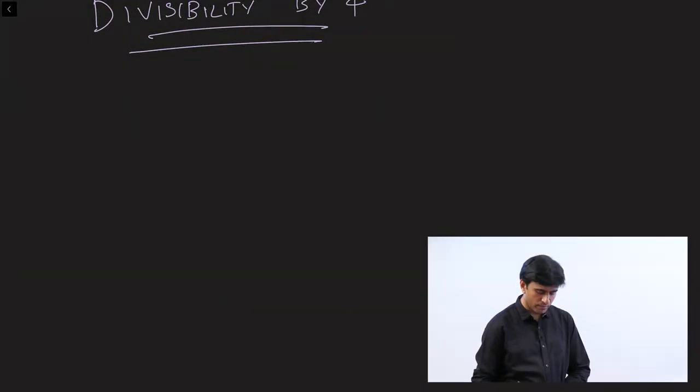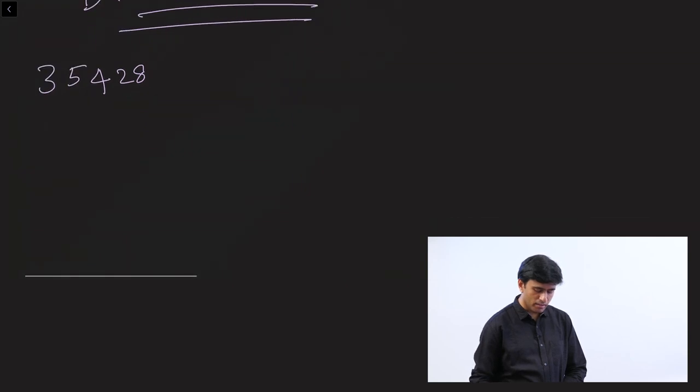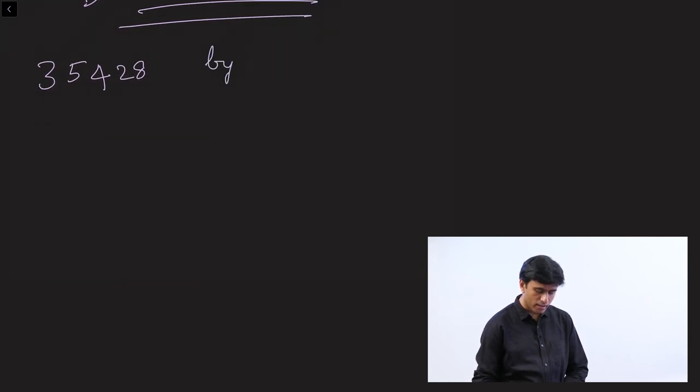Let's start with the divisibility test for 4. Divisibility by 4. Let's take an example. 3, 5, 4, 2, 8. Is this number divisible by 4? To see if a number is divisible by 4, you have to check the last two digits. That is the ones place and the tens place.